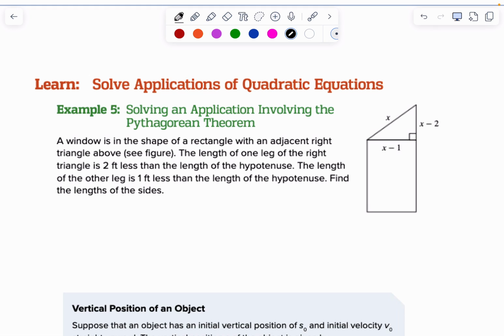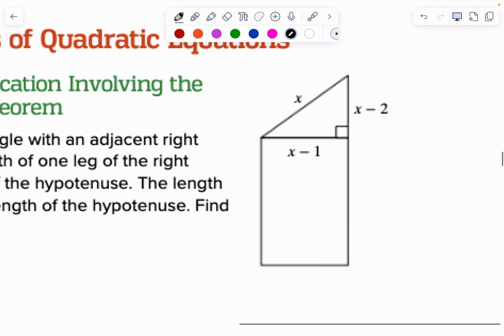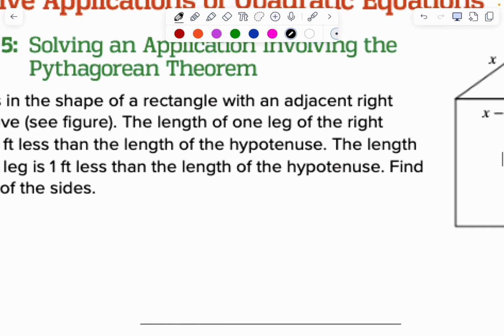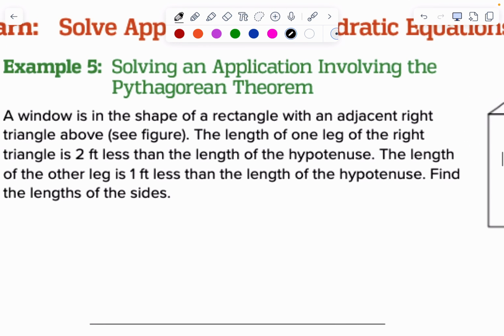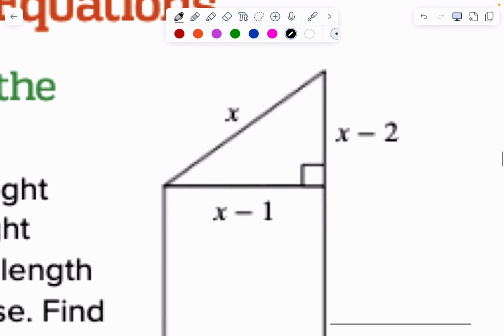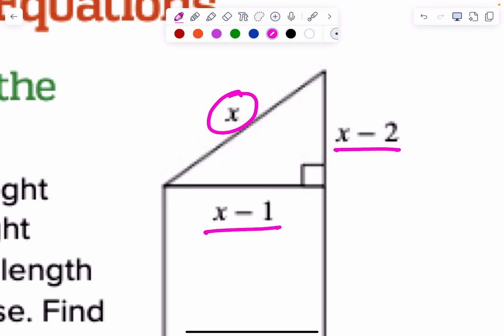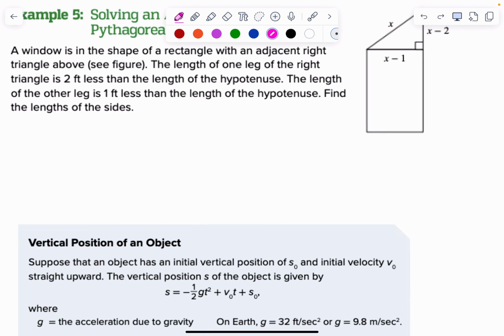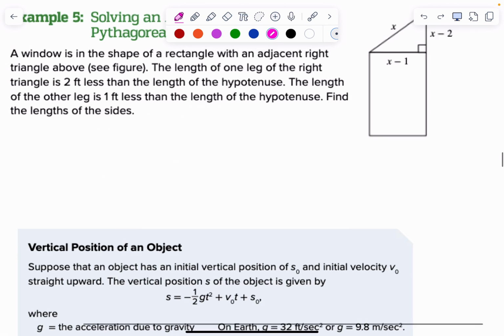All right, example 5. Let's go. A window is in the shape of a rectangle with an adjacent triangle above it. It is a right triangle above it. The length of one leg of the right triangle is 2 foot less than the length of the hypotenuse, and the length of the other one is 1 foot less than the hypotenuse. That's where they get this. Here's my hypotenuse, they labeled as x. This guy is 2 less than that. This guy is 1 less than that. Find the lengths of the sides.